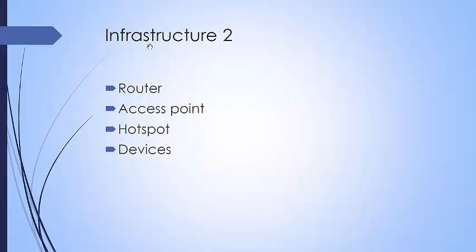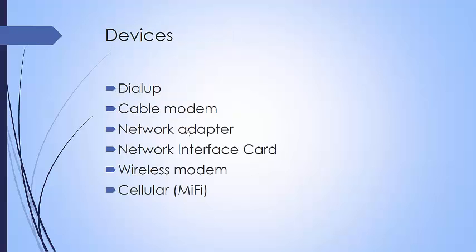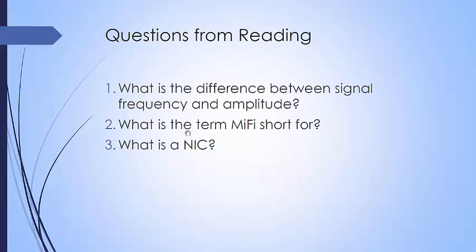But more about infrastructure, we have things like routers. We talked about that in a previous class. Access point, where you access the internet. Hotspot, which as we said in class was something like a phone you set up so that other devices can connect to it and through it use the internet. And then various other kinds of devices. Those other kinds of devices would be dial-up, cable modem. And remember we mentioned what a modem was, modulator, demodulator, network interface card or NIC, and wireless modem. We mentioned cellular MiFi here, but we're actually going to define it a little bit later.